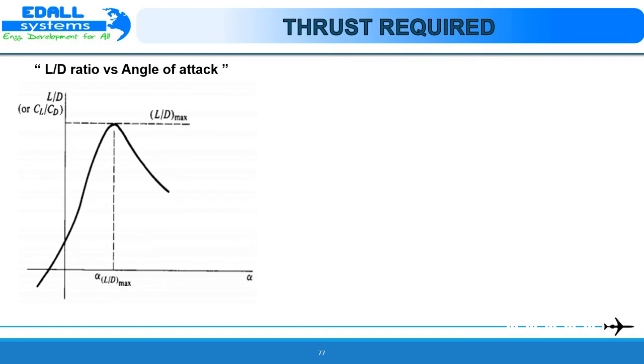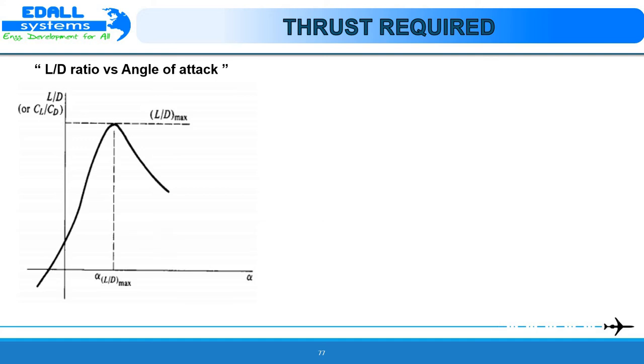Thrust required varies inversely as L by D. Hence, minimum thrust required will be obtained when the aeroplane is flying at a velocity where L by D is maximum. The lift-to-drag ratio L by D is a measure of the aerodynamic efficiency of an aeroplane. It only makes sense that maximum aerodynamic efficiency should lead to minimum thrust required. Consequently, the lift-to-drag ratio is an important aerodynamic consideration in aeroplane design.